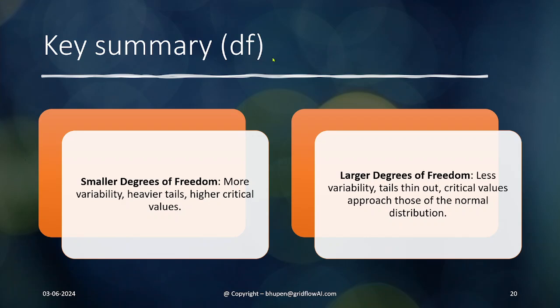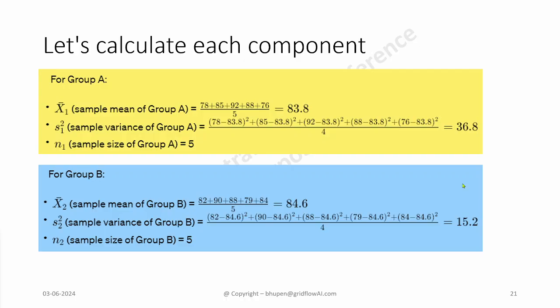So the summary on degrees of freedom: smaller degrees of freedom, more variability, heavier tails, and is good for the t-test. Larger degrees of freedom, less variability, and a very peaked distribution. So you don't have that range of values to really make good use of in the inferential technique.